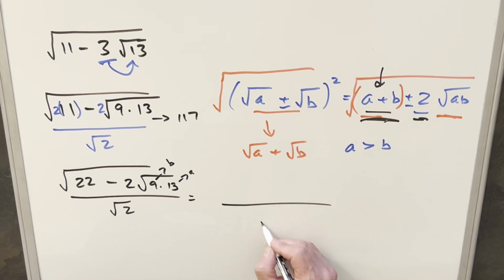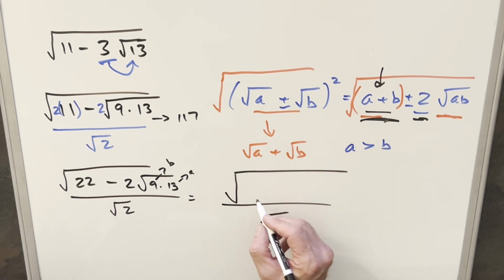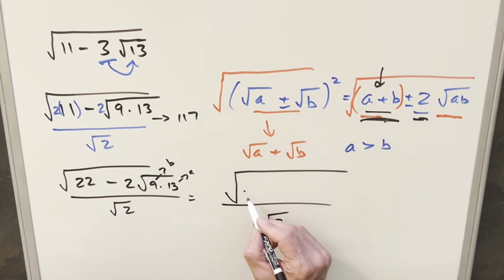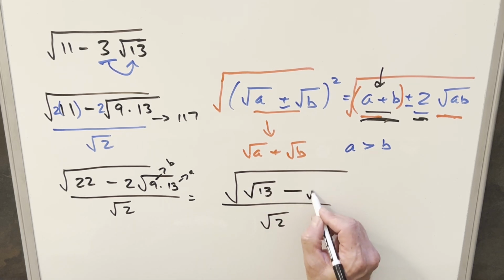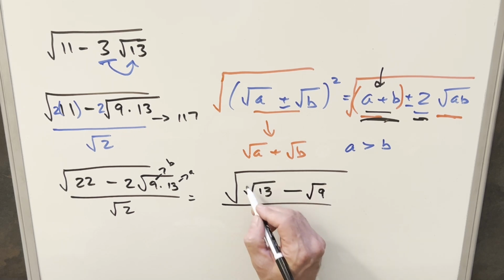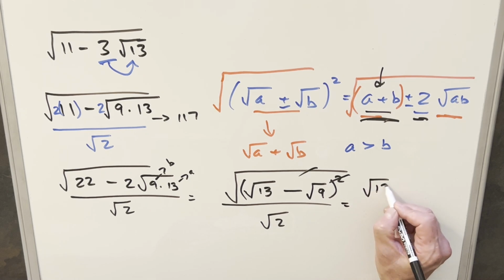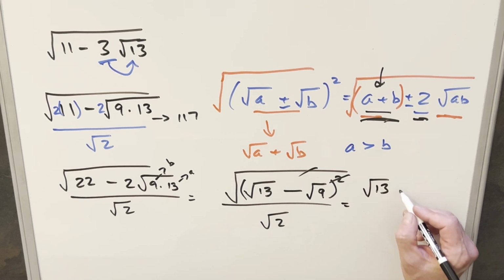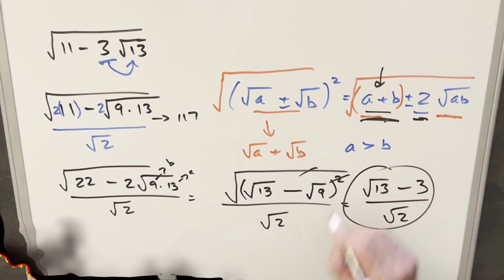So I can rewrite this square root of 2 here. Then our a plus b, again, I'll write the larger number first so we don't have to worry about the absolute value. So we'll have square root of 13 minus square root of 9, which we'll simplify in a second. This is all squared. Cancel this with this, and we have here square root of 13, but now let's simplify minus square root of 9. That's going to be just minus 3 over square root of 2, and that's it. Okay, so there you go.